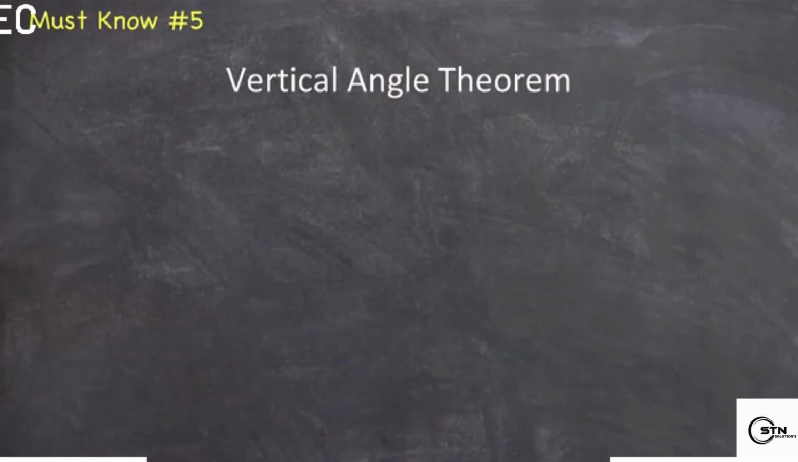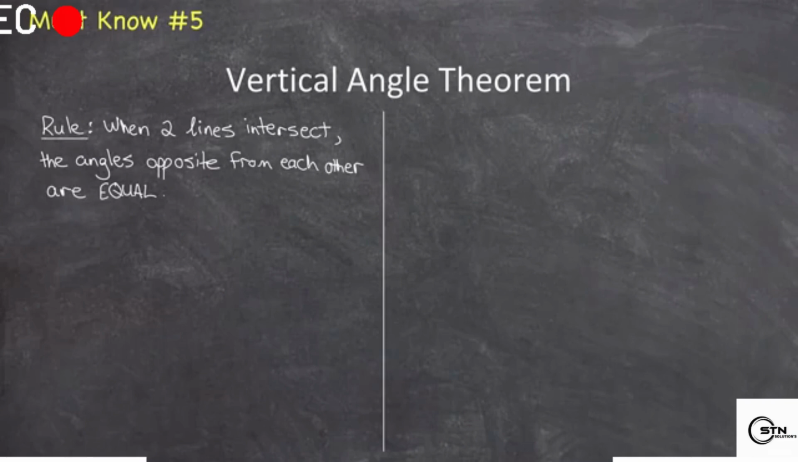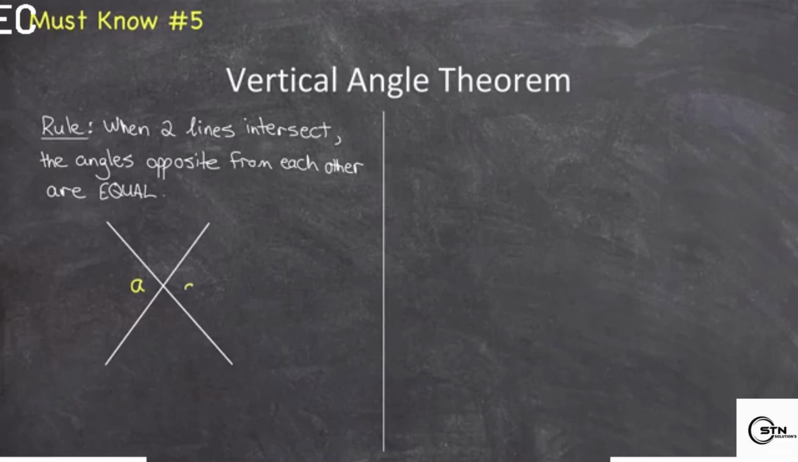Must know number 5, the vertical angle theorem. This rule states that when two lines intersect, the measure of the angles opposite from each other are equal. So if I were to draw two lines that intersect, I'm actually creating four angles. I'll call those four angles angle A, angle B, angle C, and angle D. The vertical angle theorem tells me that the angles opposite from each other are equal in measure.